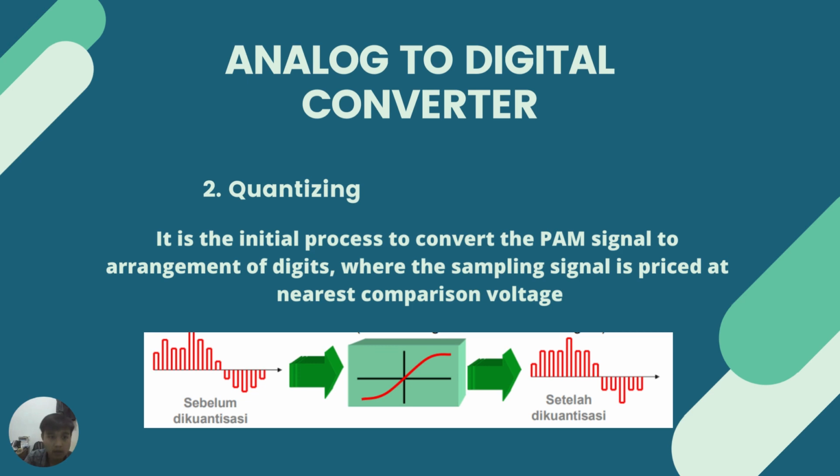And this is quantizing. Quantizing is the initial process to convert the PAM signal to an arrangement of digital signals, where the sample is approximated to the nearest compression voltage. This is before quantization, and after quantization there may be some differences from the previous signal.